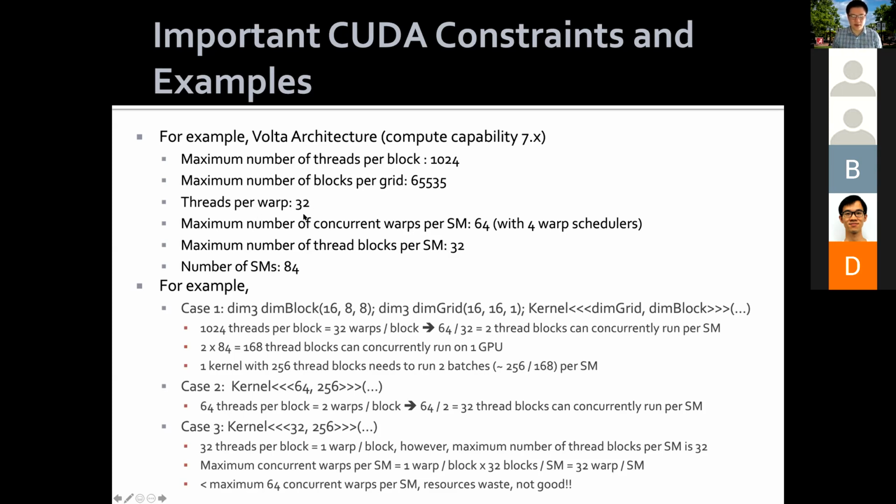Threads per warp, as I mentioned, is fixed at 32. And the maximum number of concurrent warps per SM: it's not necessarily that one streaming multiprocessor only runs one thread block, but how many concurrent warps can run within one streaming multiprocessor is 64, with 4 warp schedulers. So maybe we can do a calculation here.